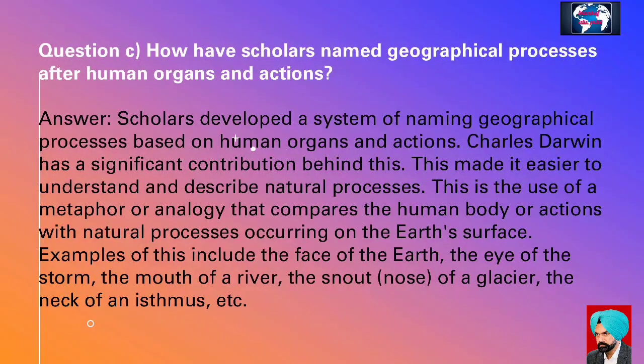Question C. How have scholars named geographical processes after human organs and actions? Answer. Scholars developed a system of naming geographical processes based on human organs and actions.